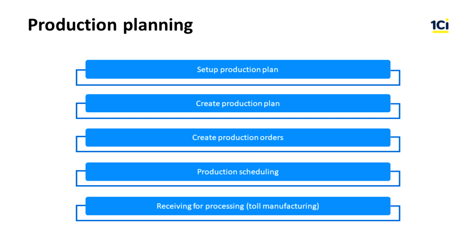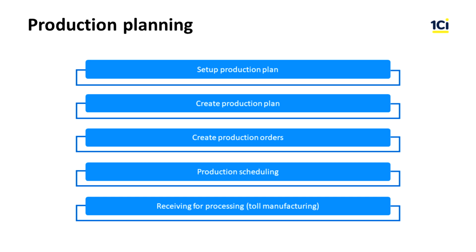First one is a master production schedule, and in 1C ERP, it's called a production plan. To do this, we set up parameters needed for our production plan. Then, taking into account sales plan and sales order data, we create the production plan. Later on, we'll learn how to create production orders.